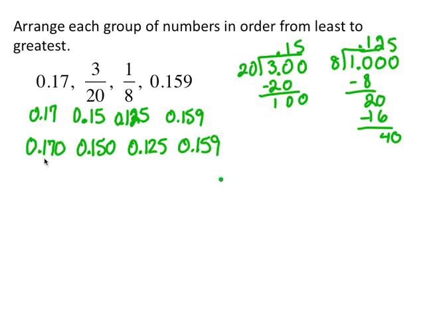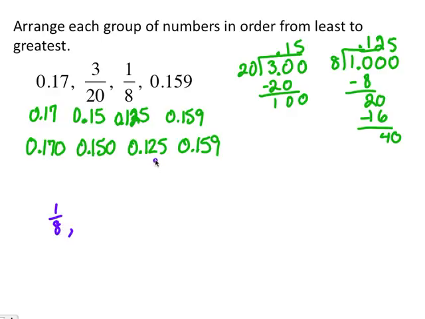Okay, now all you have to do is look at the end. Ignore that it's a decimal, pretend it's a whole number. 170, 150, 125, and 159. So now they're easy to compare. So the smallest one there is the 125. But we want to write the original number. So originally that was 1/8. So that's our smallest one.